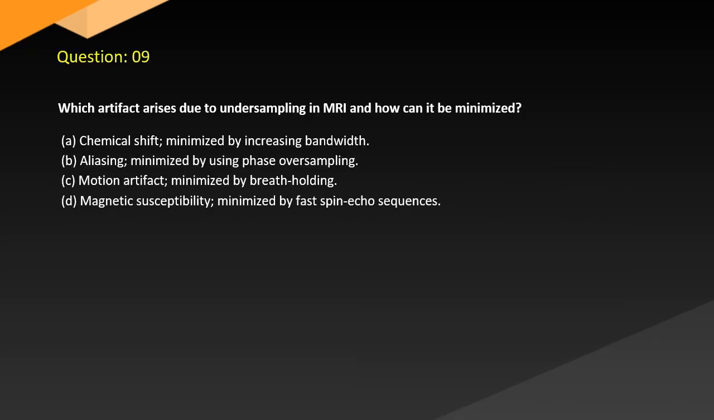Question 9. Which artifact arises due to undersampling in MRI and how can it be minimized? A. Chemical shift, minimized by increasing bandwidth. B. Aliasing, minimized by using phase oversampling. C. Motion artifact, minimized by breath holding. D. Magnetic susceptibility, minimized by fast spin echo sequences.